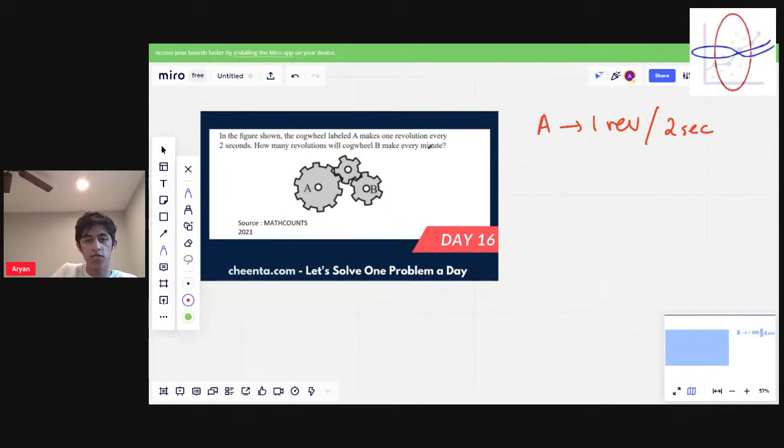So notice the first thing is this change in units. We go from 2 seconds to minutes. And that's such an easy way to get a question wrong, so we really want to make sure we're reading units correctly. So B is how many revolutions per minute. And let's capitalize that so we don't forget.